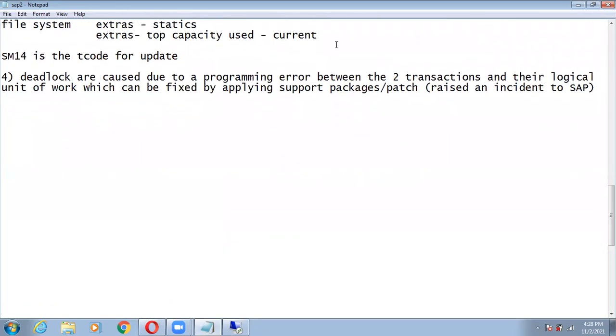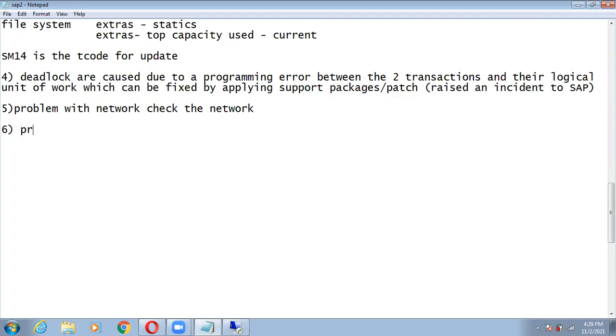I am discussing some interview questions. What are the possible lock issues which we face in real time? Okay, another issue is a problem with the network. It can be a problem with the network also. In that case, you need to check the network. Okay, right?